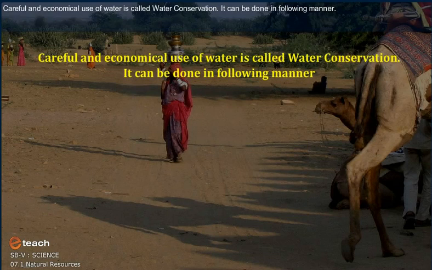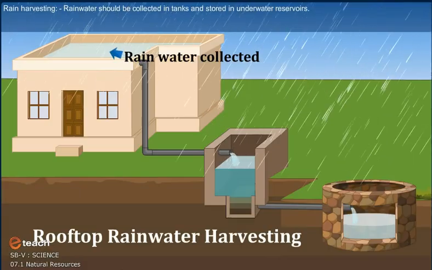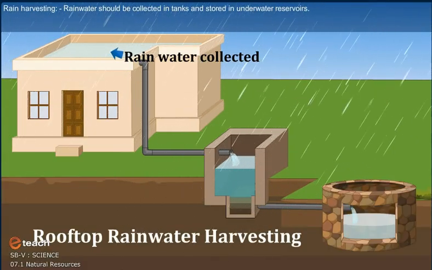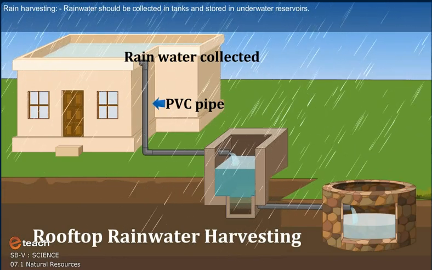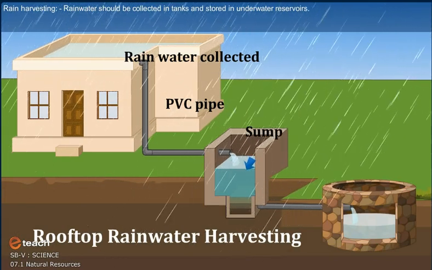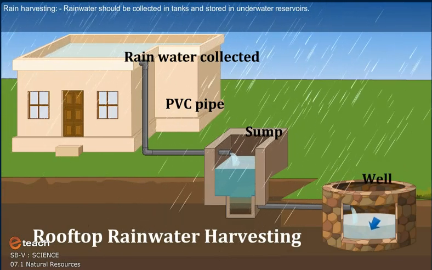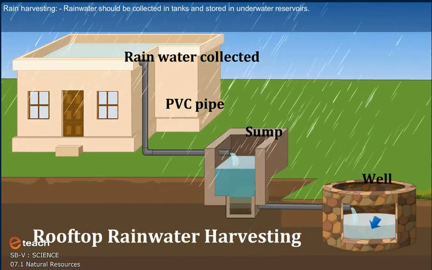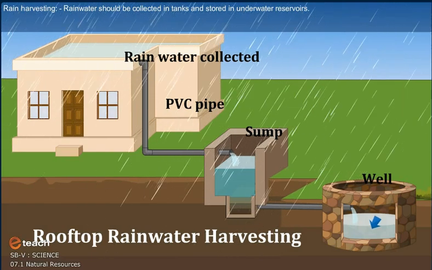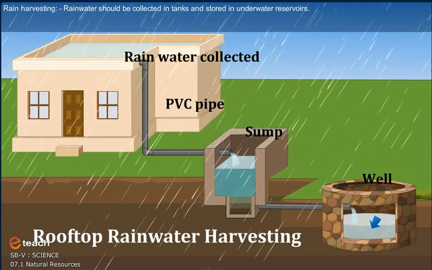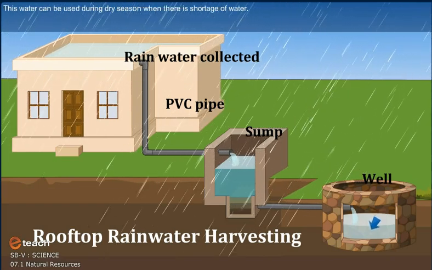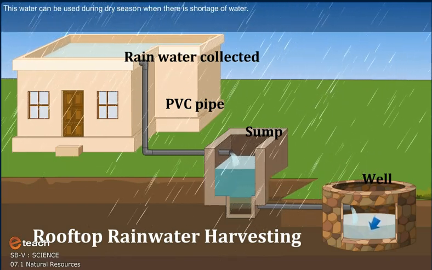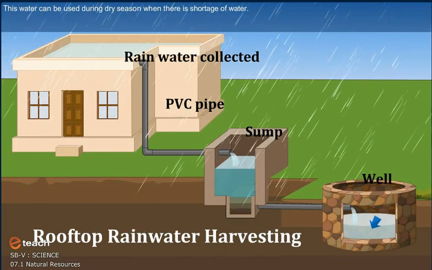It can be done in the following manner. Rain harvesting. Rainwater should be collected in tanks and stored in underground reservoirs. This water can be used during the dry season when there is a shortage of water.